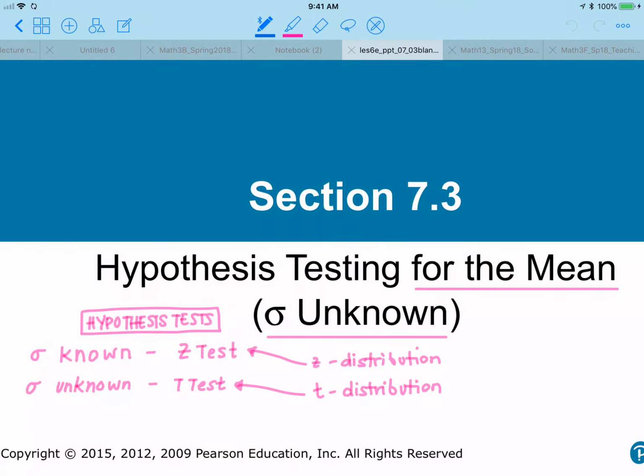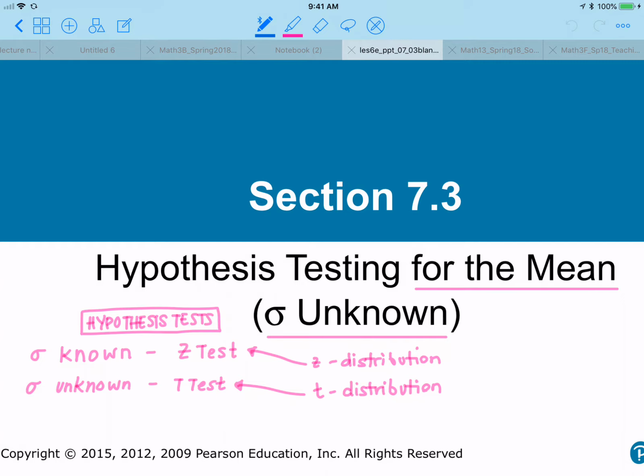This is actually the most realistic case between section 7.2 and 7.3, because typically you don't know your population standard deviation. You only have your sample standard deviation as a reference point.